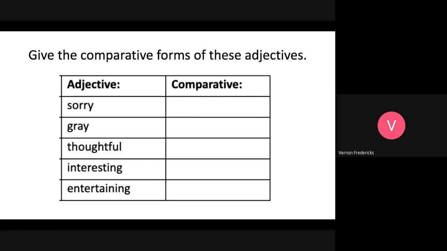Give the comparative forms of these adjectives: sorry, gray, thoughtful, interesting, and entertaining. Okay, students, you have 3 minutes. Let's do these adjectives quickly.